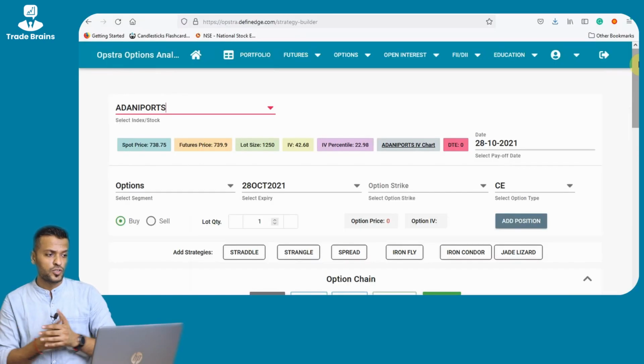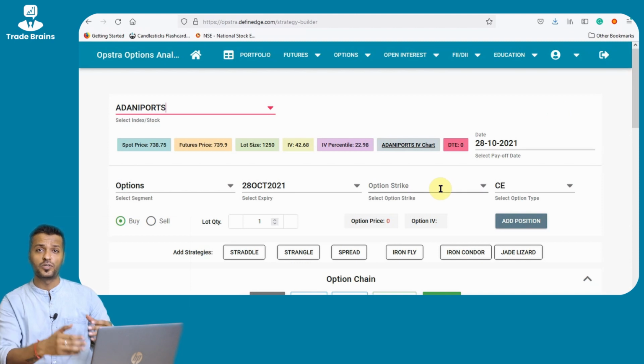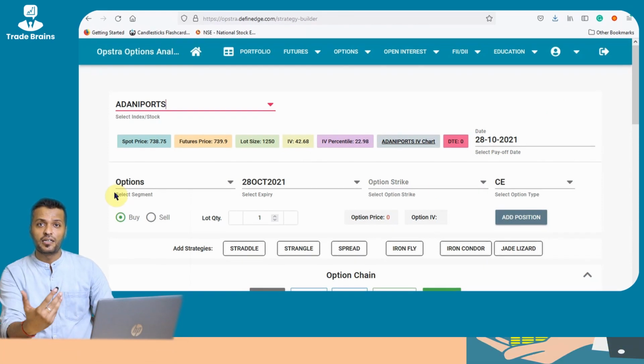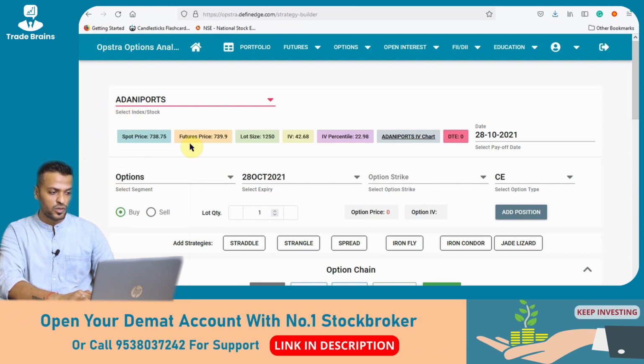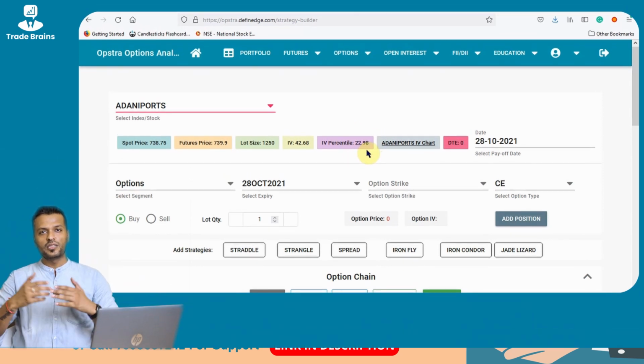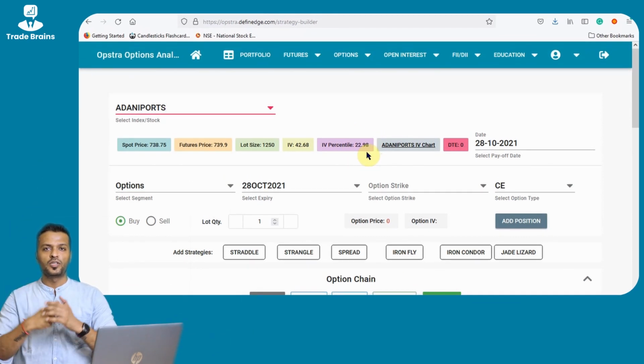What you have to do is visit the website obstra.definededge.com. You log in through a simple Google login ID, and you can see, for different share prices or trading in the derivative segment, the implied volatility percentile. I have chosen the example of Adani Ports. You can see the implied volatility percentile, which is 22.98, as I marked on the screen. So you would know that the volatility of the current share price of Adani Ports is on the lower side. This is a simple way of understanding how the current volatility compares to the overall range for the market.